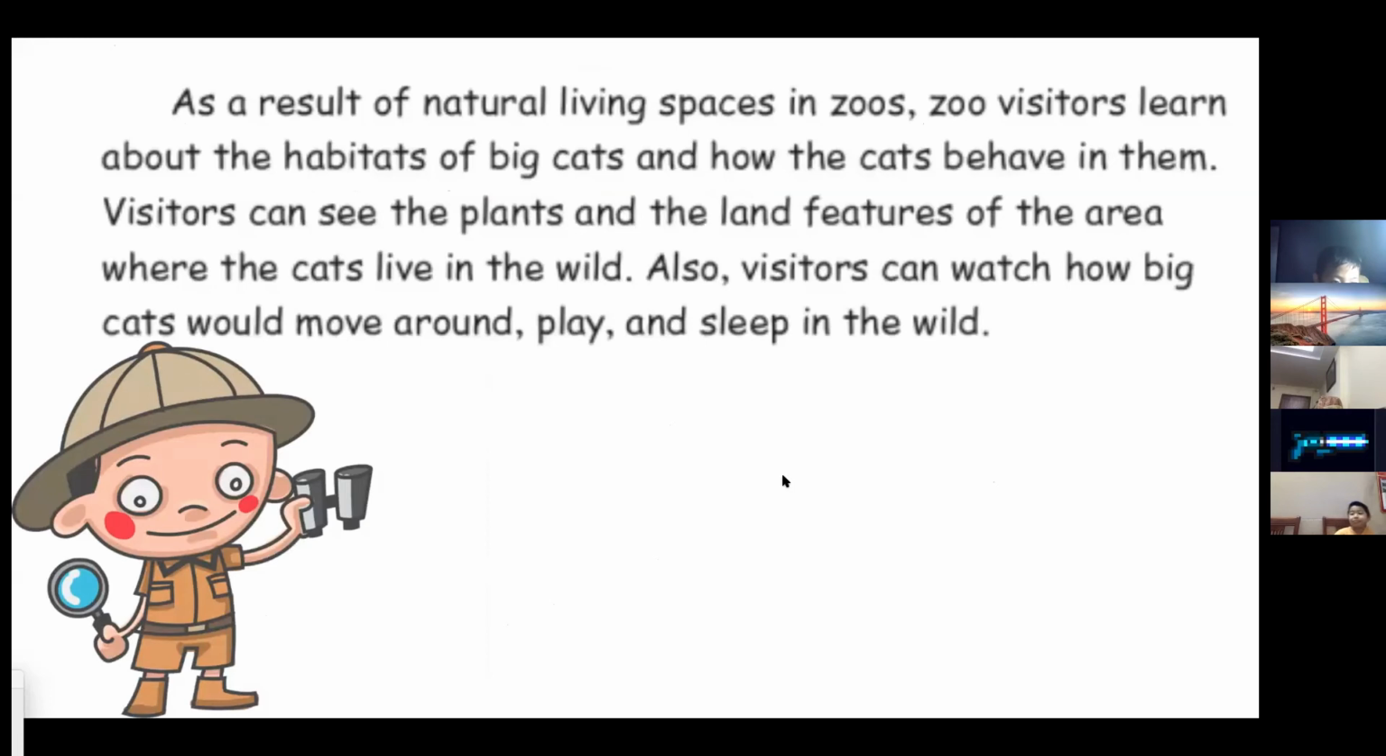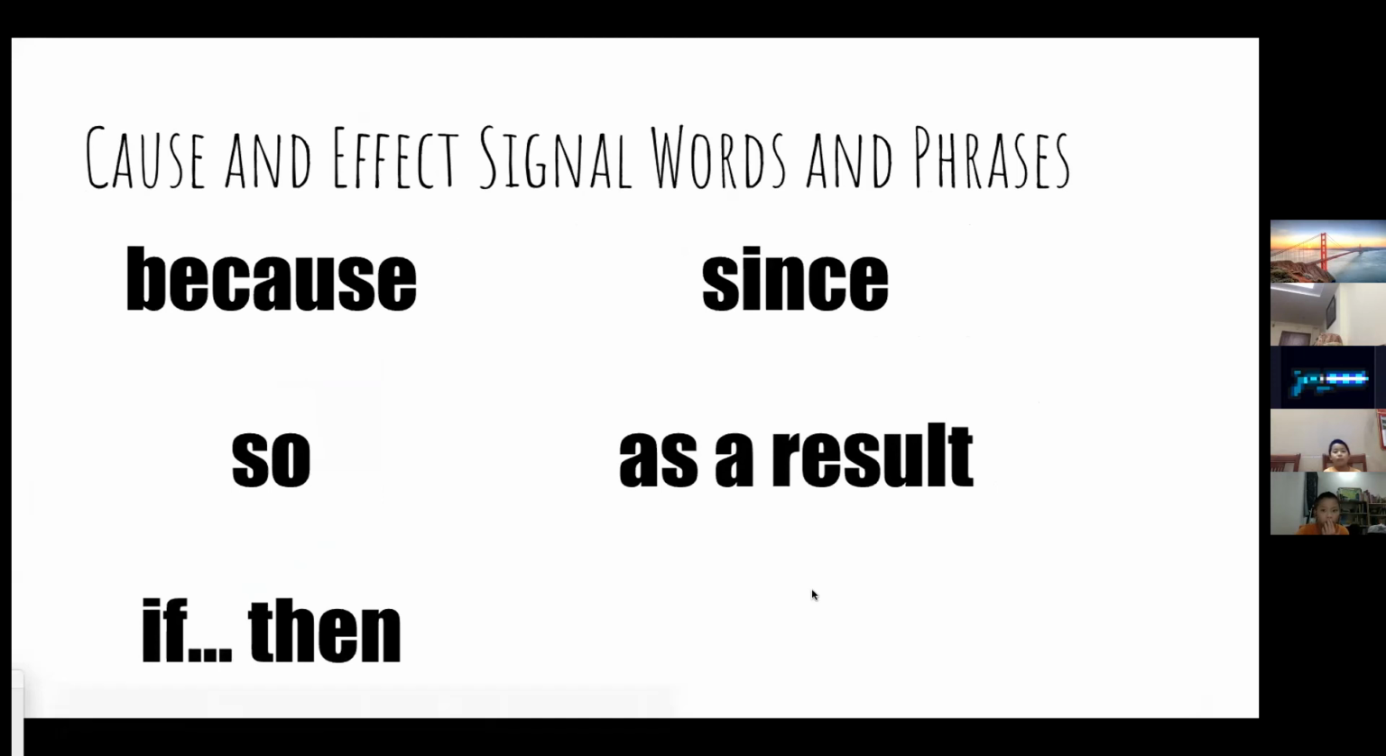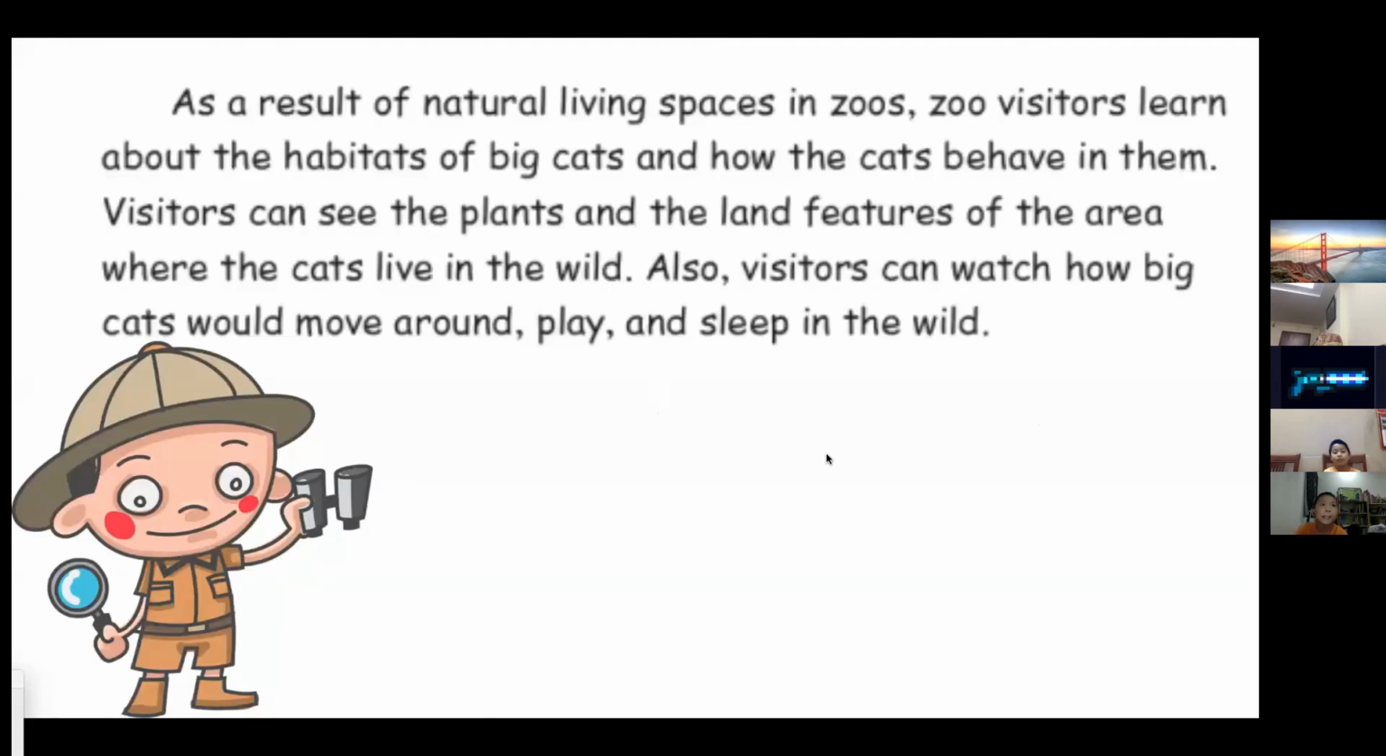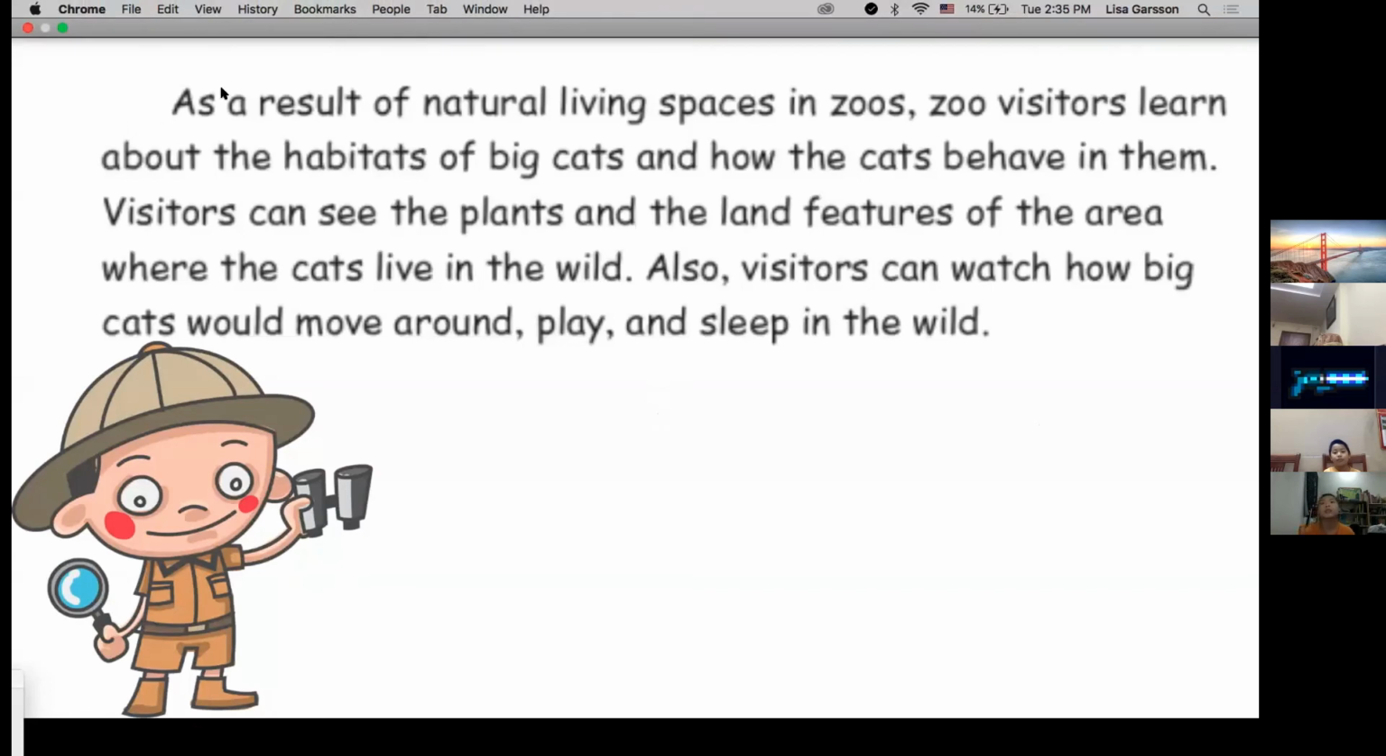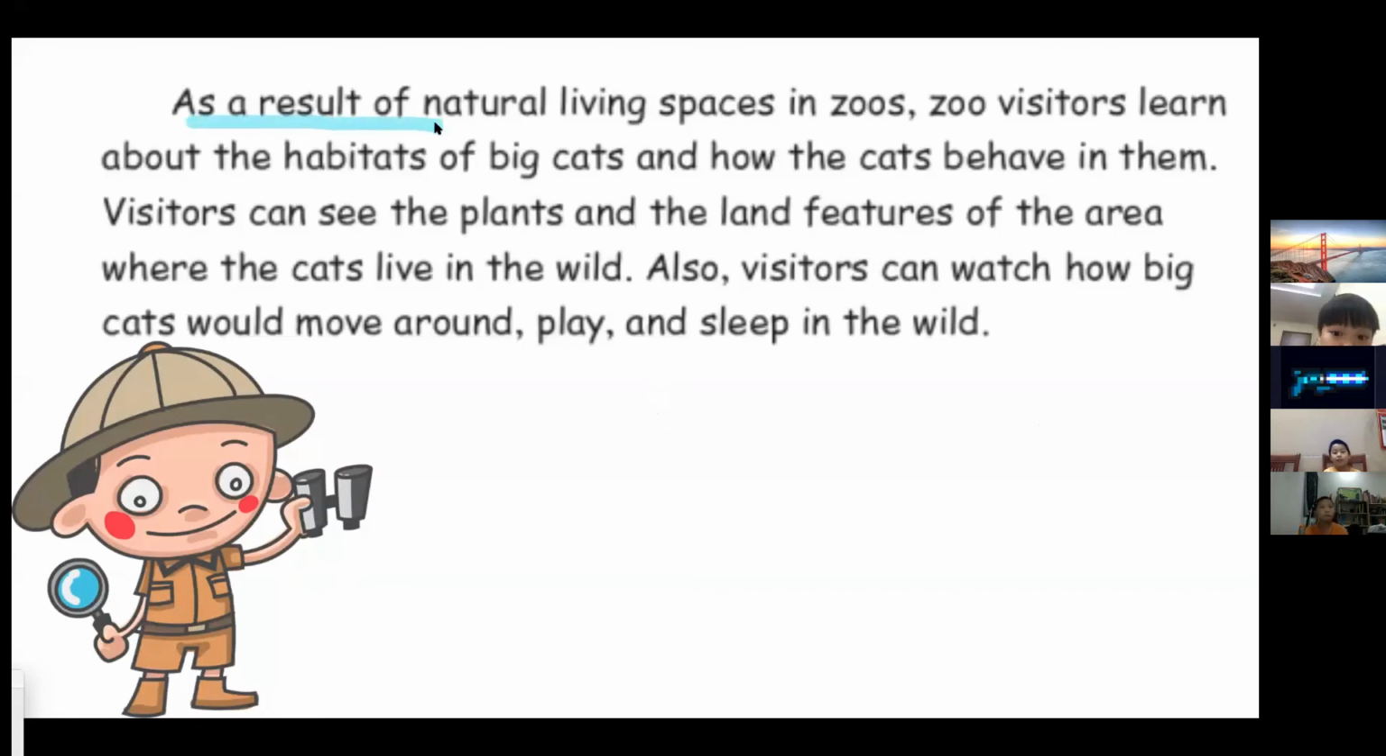Okay, so the last paragraph. As a result of natural living spaces in zoos, zoo visitors learn about the habitats of big cats and how the cats behave in them. Visitors can see the plants and the land features of the area where the cats live in the wild. Also, visitors can watch how big cats would move around, play, and sleep in the wild. Okay. What's the first few words of the paragraph? As a result. We have as a result.